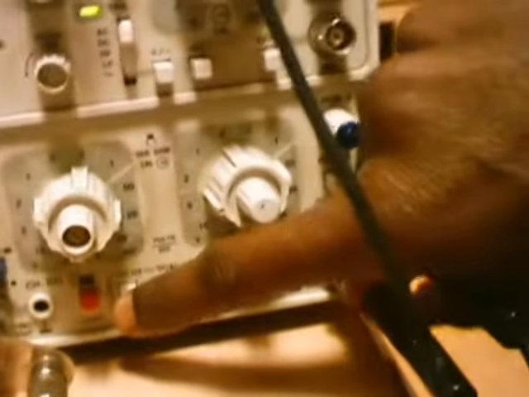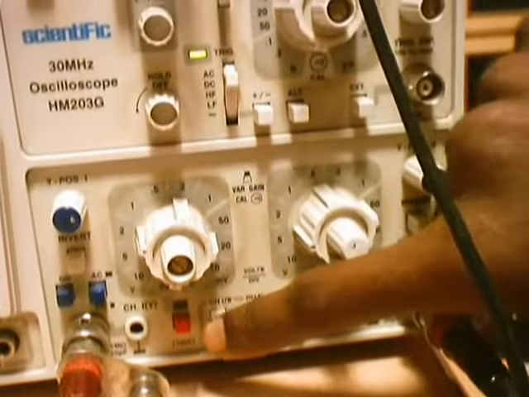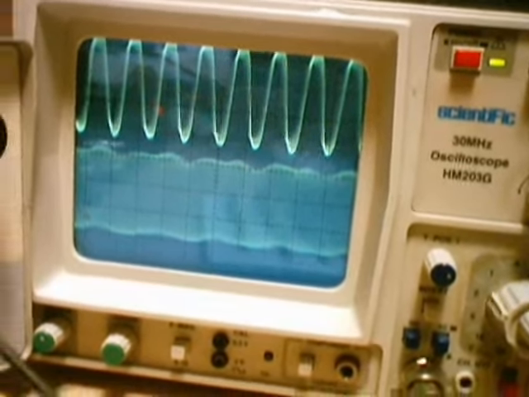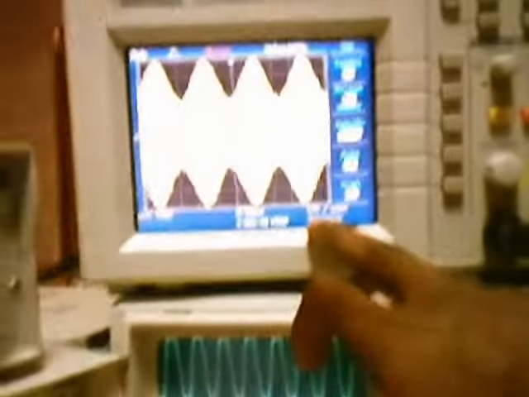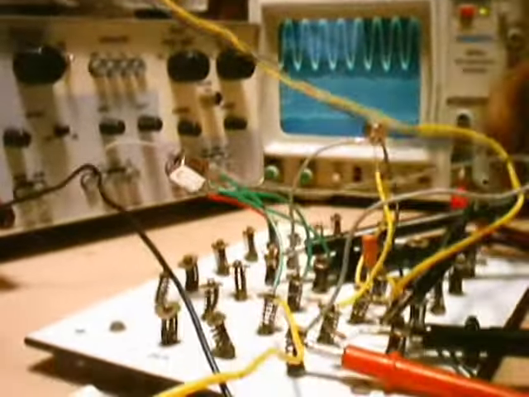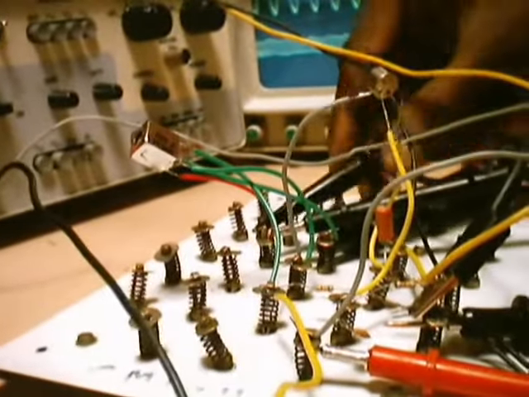Now this ensures that the carrier frequencies at the input and output are totally different. We have measured the carrier frequency of the input, which happens to be 753 kilohertz. Let us see the carrier frequency at the output.